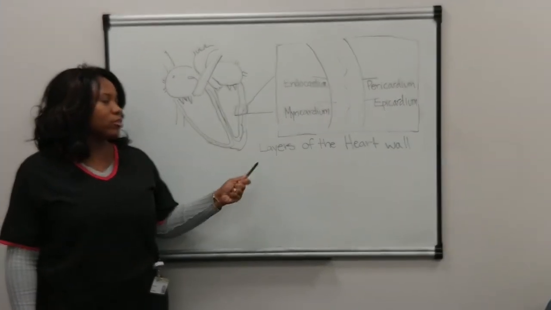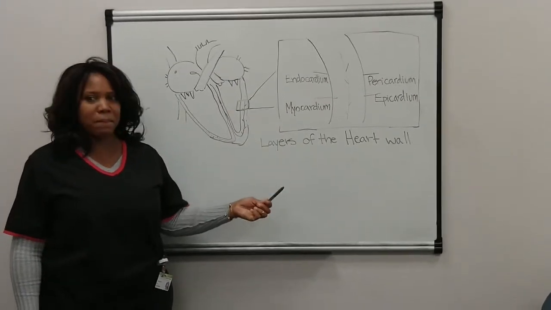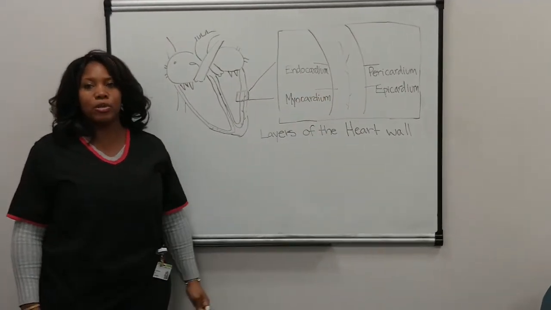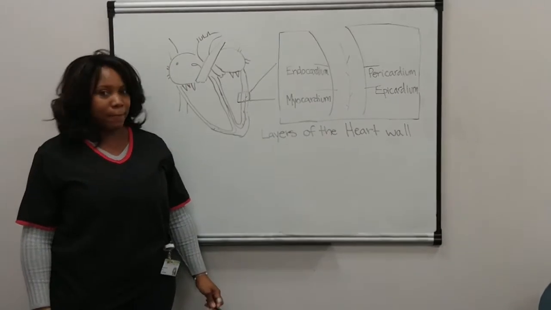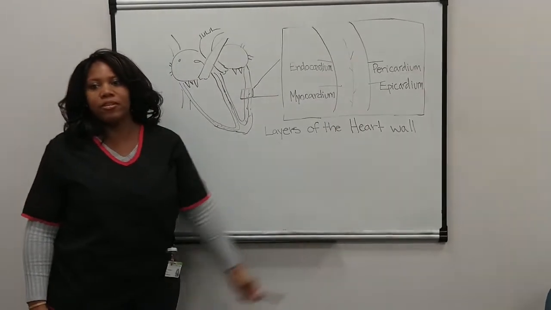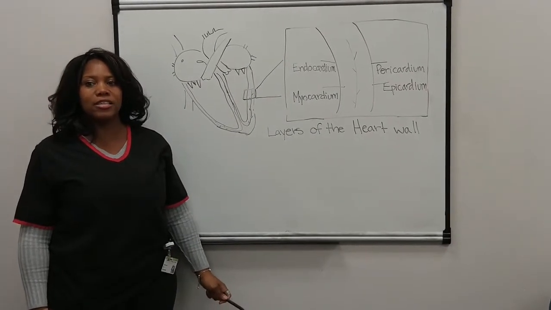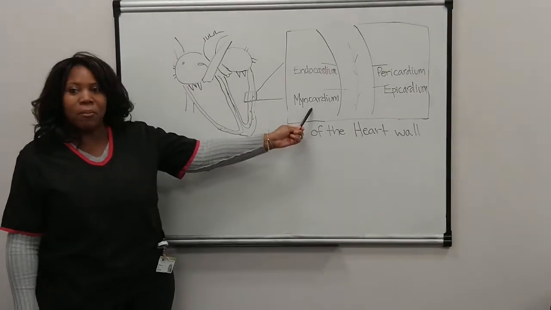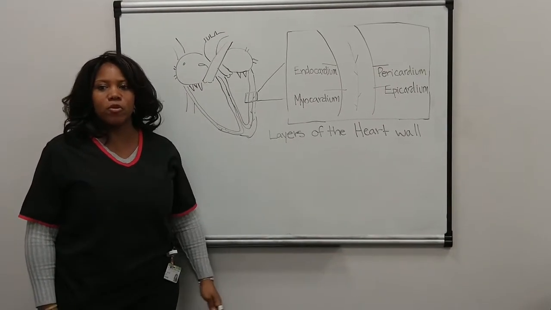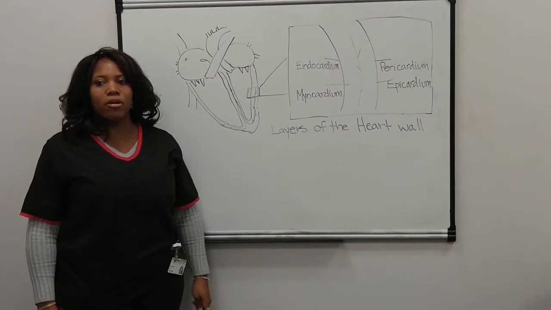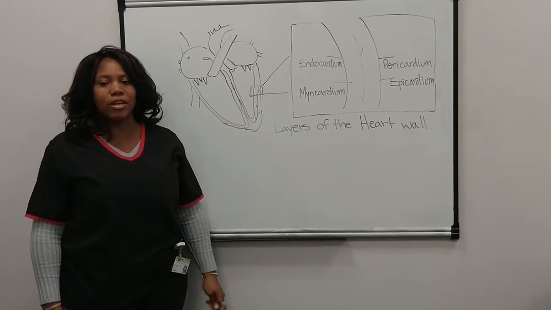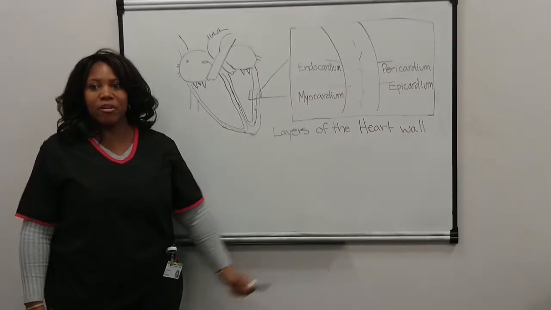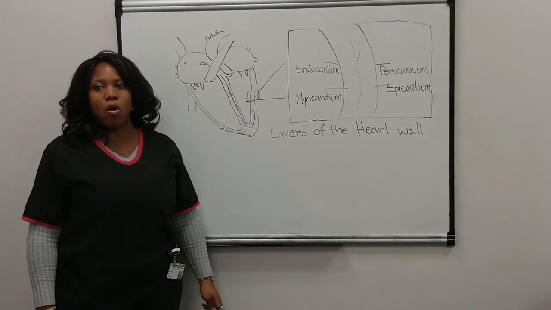These are the four layers of the heart wall. Pericardium, a double wall sac that encloses the heart. Epicardium, a visceral layer that lies against the pericardium. Myocardium, a muscular layer that forms the bulk of the heart. This is the layer of the heart that contracts. Endocardium lines the interior wall of the heart.